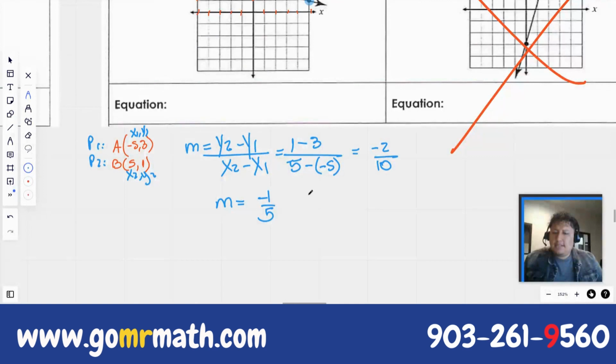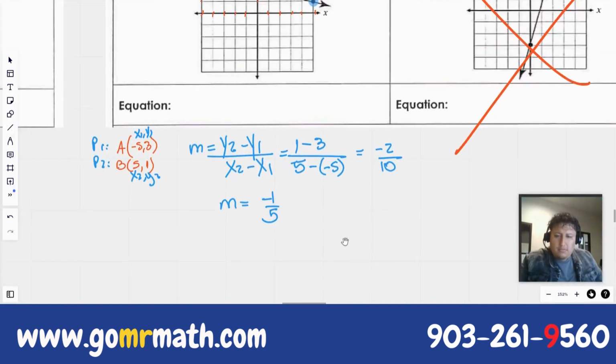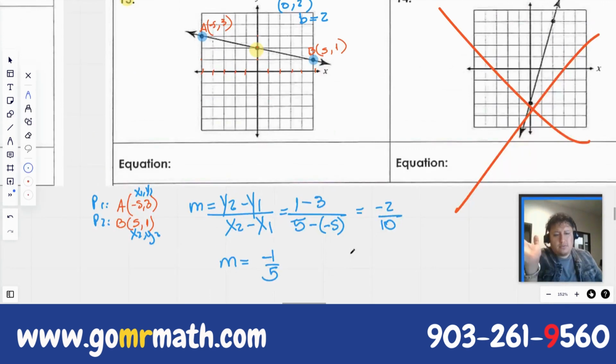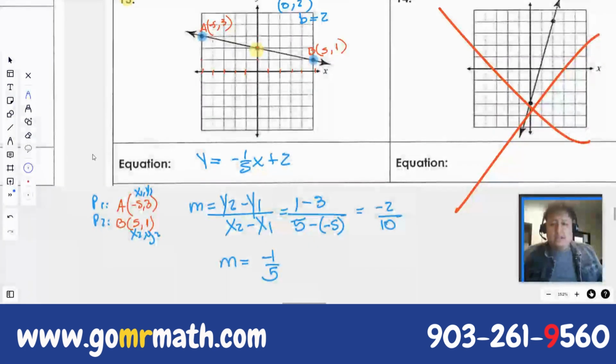So let's take a look. The slope is negative. So if the slope is negative, it should be leaning or slanted to the left, which is correct. It's there. So according to this, our equation is, let's write the equation of our line. Should be y is equals to -1/5 x plus 2.